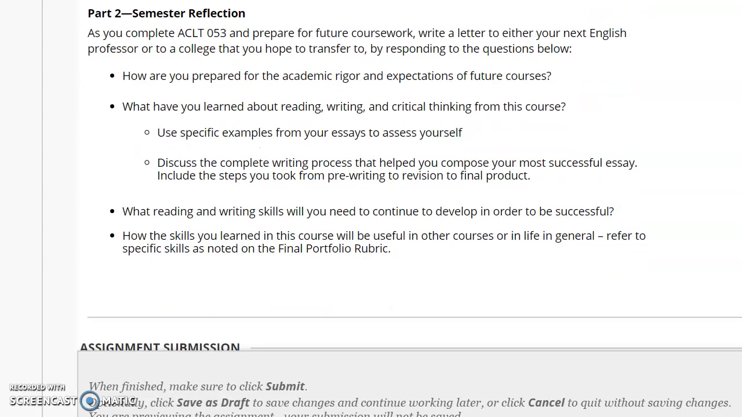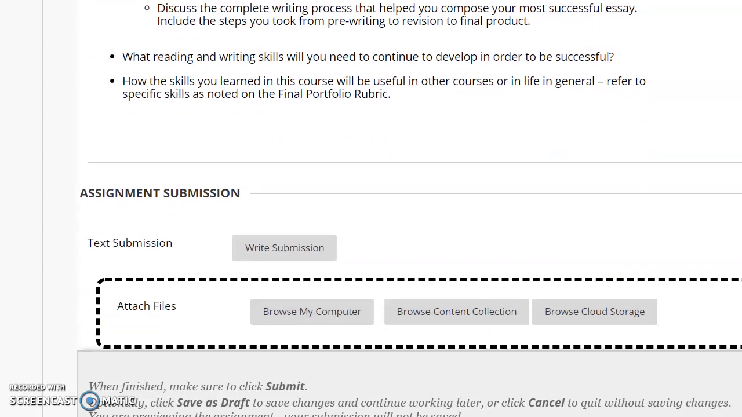So that's what I'd like you to do. You'll upload your assignments to the assignments tab once you're completing it during the final exam week, and that is for the final portfolio. The final portfolio is due during final exam week. Please check the calendar.